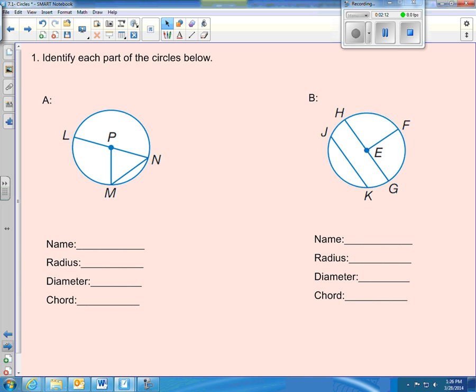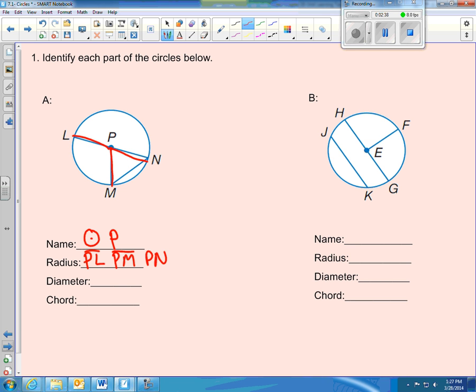All right, so let's just identify parts of a circle. Let's do A together. The name, remember, is based on that center point, so we're going to say circle P. Make sure you put that dot in the middle there. Radius. Well, I see three radii here. We have PL, PM, and PN. Our diameter needs to go all the way across, so that's going to be our LN. Don't forget these are segments, so we're putting segment bars above them.